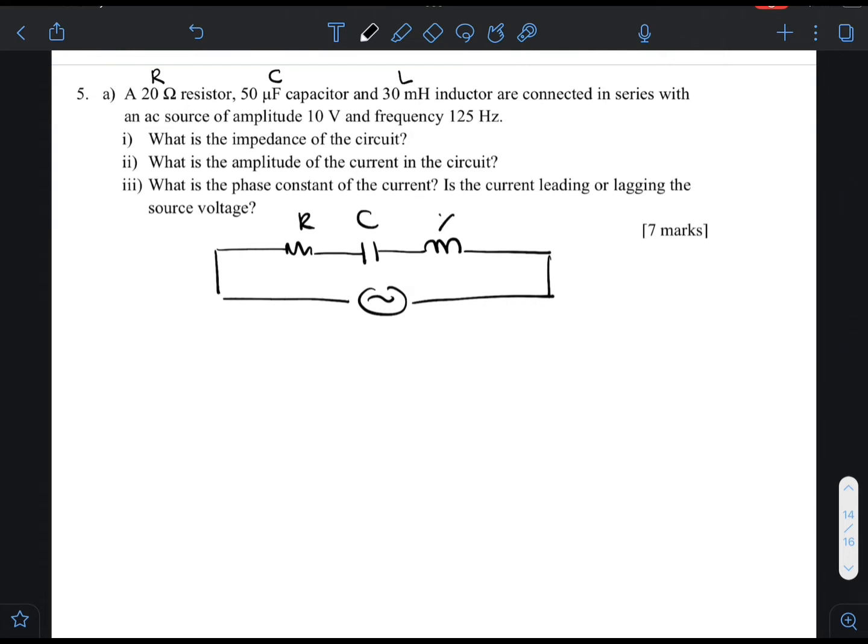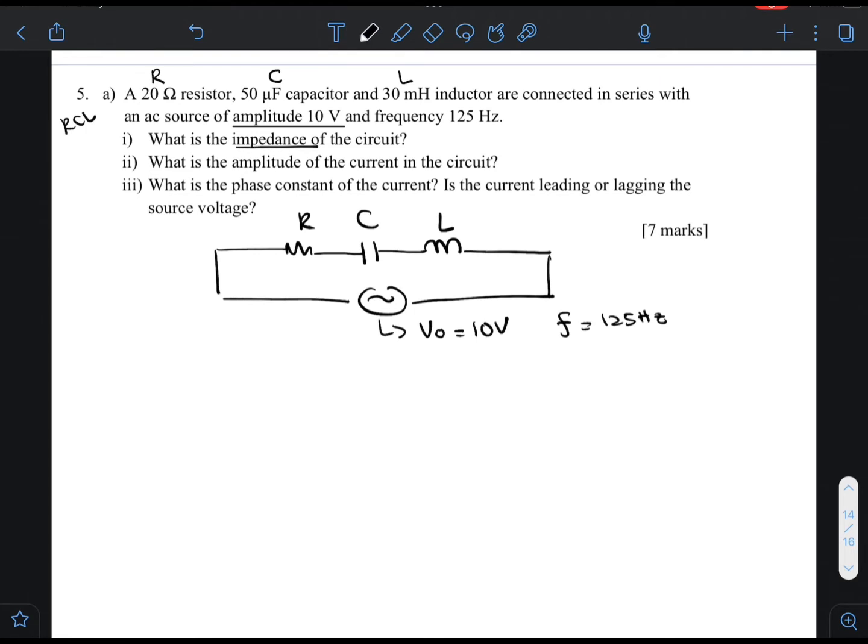So as we can see, since kita ada R, C dan juga L, this is an RCL circuit, combination of all three components in the circuit. Also given in the question here is the source of an amplitude 10 volt, which means this source here has a V0 of 10 volt amplitude lah, maximum voltage, dan juga it has a frequency of 125 hertz dekat sini.